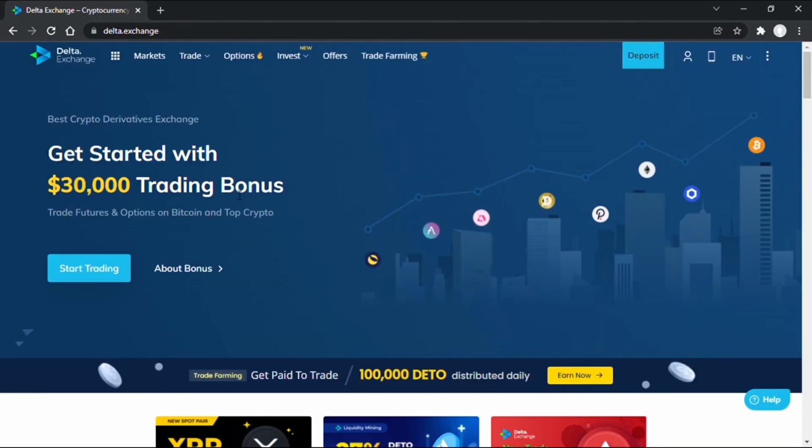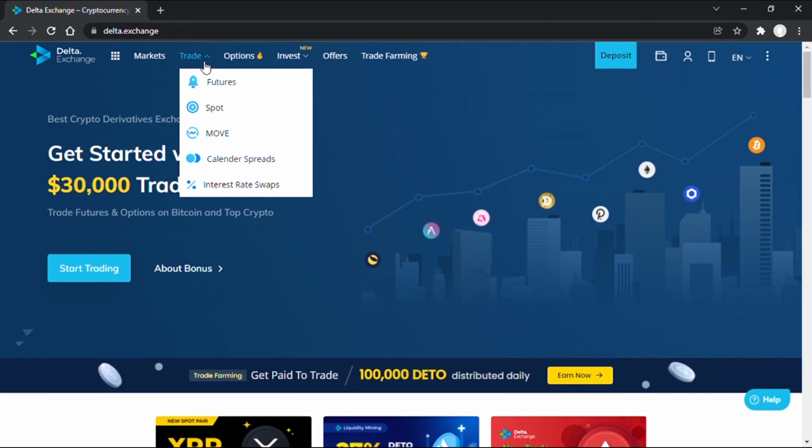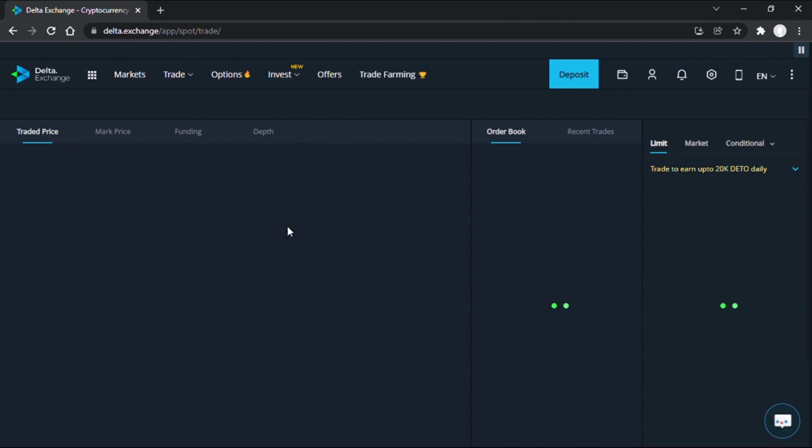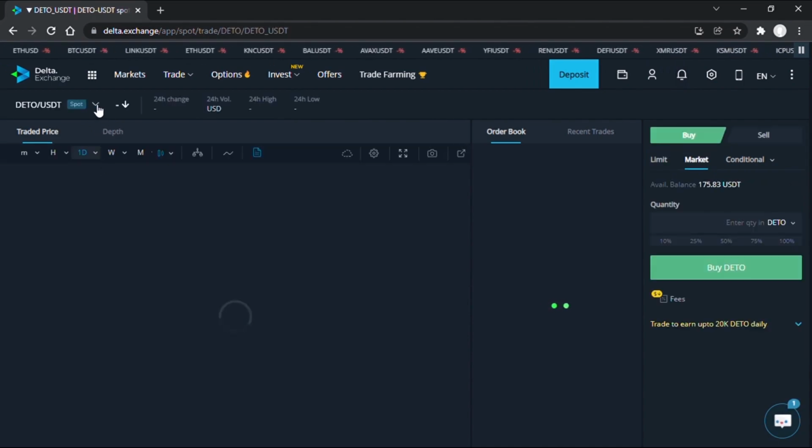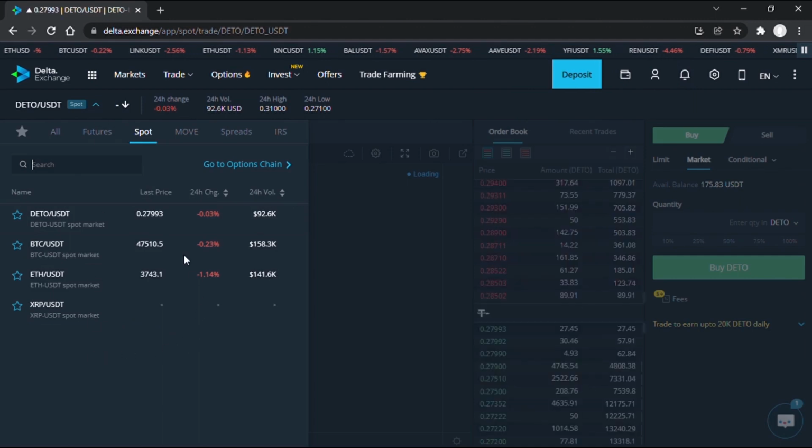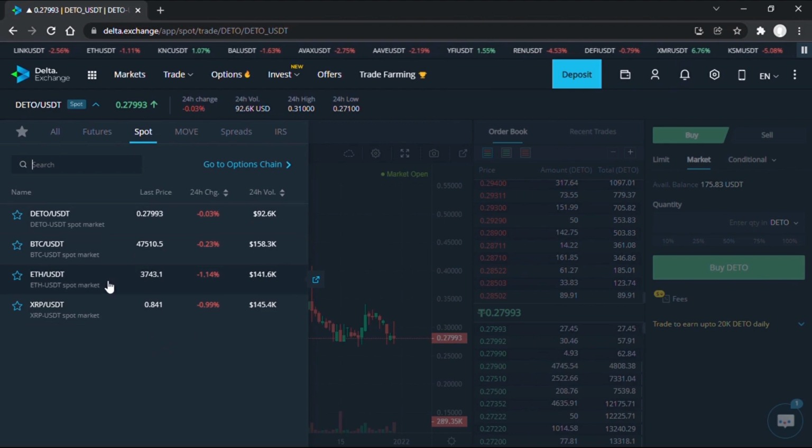Spot trading. If you want to trade in spot, then you have to just click the trade option here. You have to go to Delta.exchange and you have to click trade, and here we'll have spot. If you click on that spot, you will be having 4 options. One is BTC and ETH and XRP and Ditto. These are the 4 coins available right now in Delta Exchange. So you can trade in these coins by clicking the drop down.